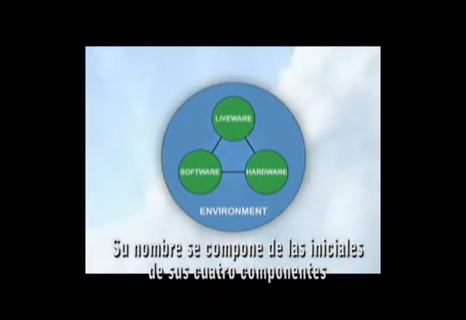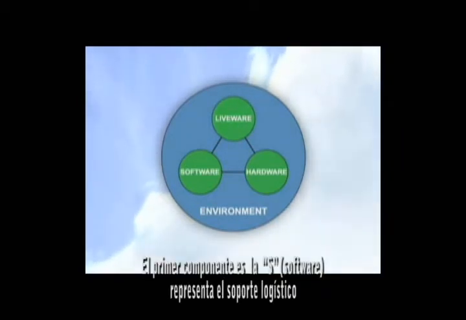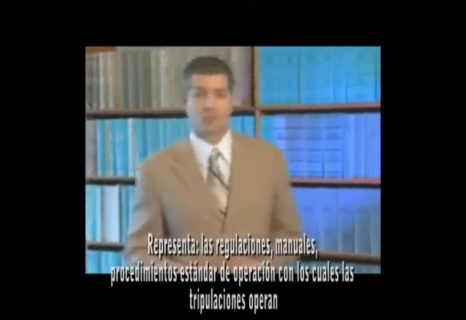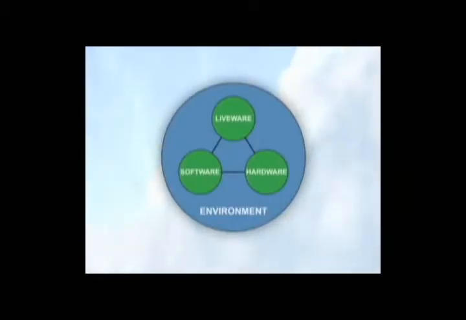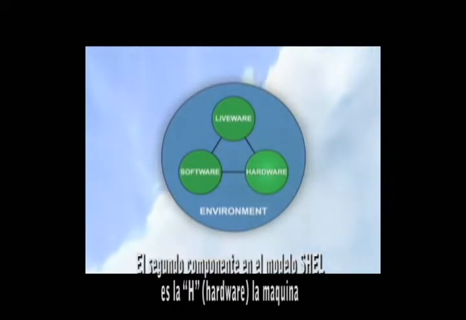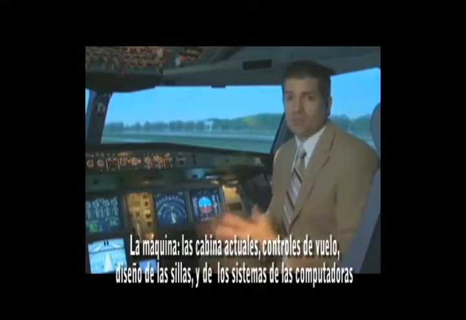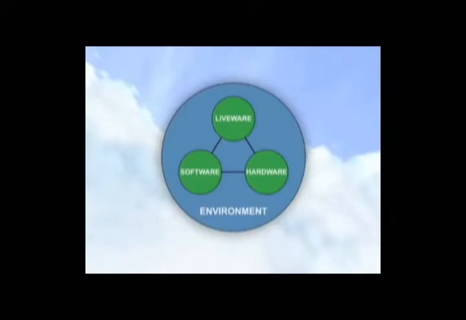Its name is derived from the initial letters of its 4 components. The first component, S, represents software. In an aviation environment, software is reflected in the regulations, manuals, and the standard operating procedures by which a crew operates. The second component in the shell model is H, or hardware. Hardware is comprised of the actual cockpit, the layout of flight controls, seat design, and computer systems.